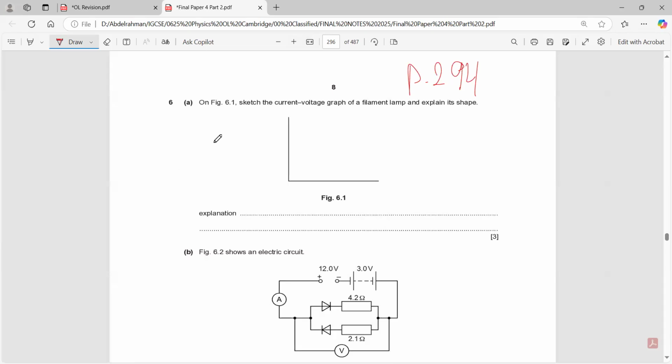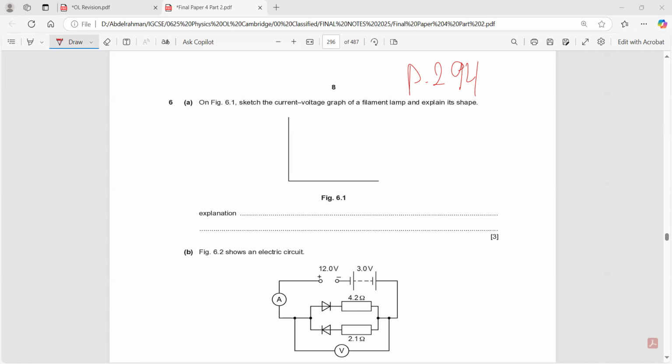On figure 6.1, sketch the current-voltage graph of a filament lamp and explain its shape. A filament lamp, we just said it. What is a filament lamp? It has a voltage axis and a current axis, and the graph will bend towards the voltage axis, in which the voltage is increasing and therefore the resistance is increasing as the temperature increases.